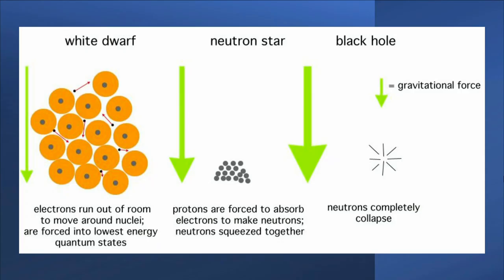There might be an intermediate type of object that we have not yet detected, but that has been theorized, that's called a quark star. So protons and neutrons are not the basic building blocks of matter. There are these things called quarks.